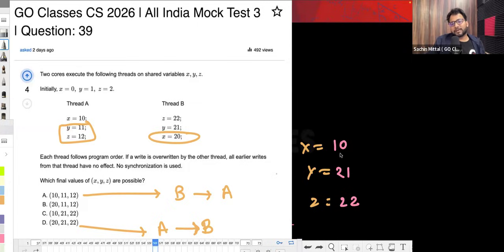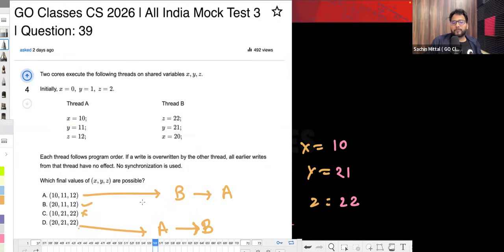See, they are saying that you want to keep this x equal to 10. So it means you have to execute this x equal to 10 after this x equal to 20. So you have to execute this B completely. Then the moment you execute this B completely, you have to execute these three, right? I mean, you cannot vanish this 11, 12. So that is why this C is not possible. Okay, so C is not possible. Understood?